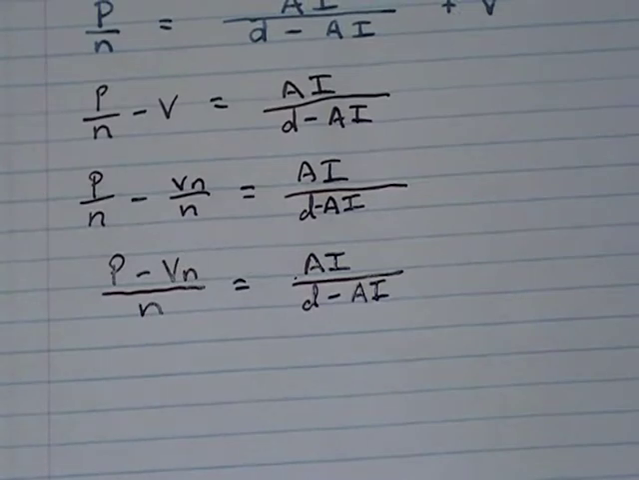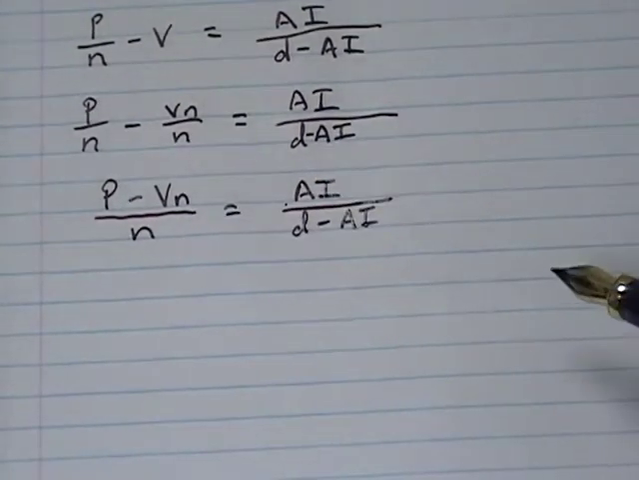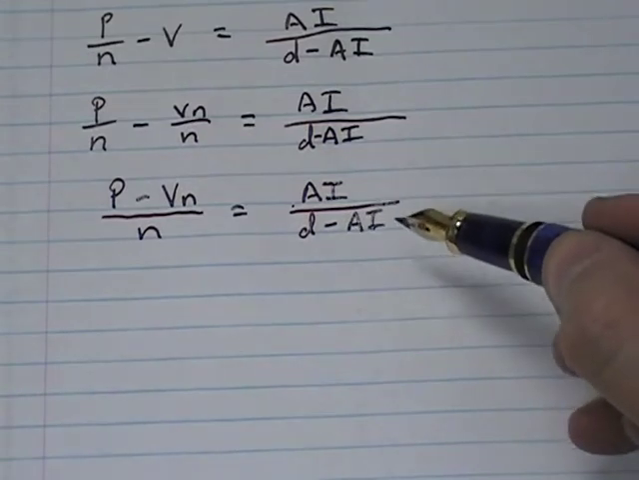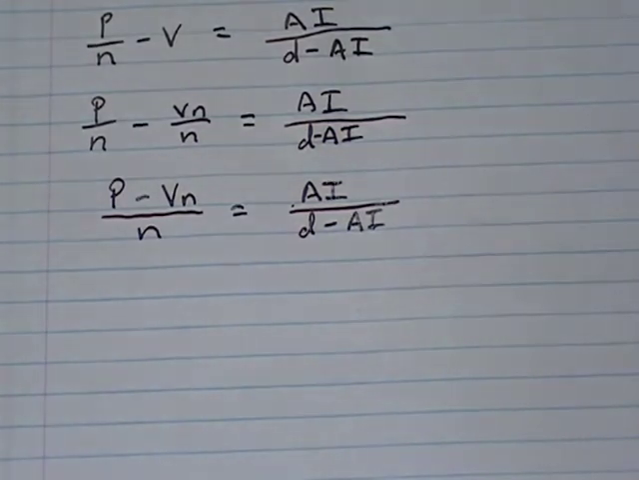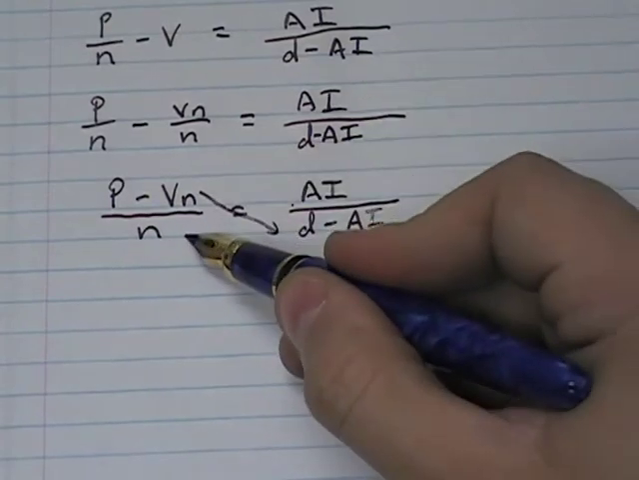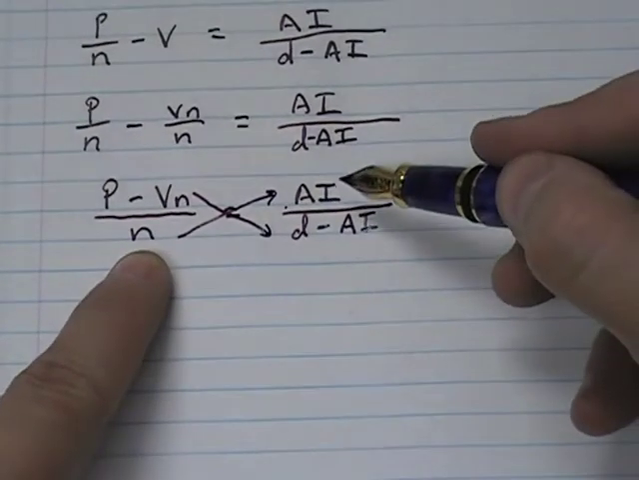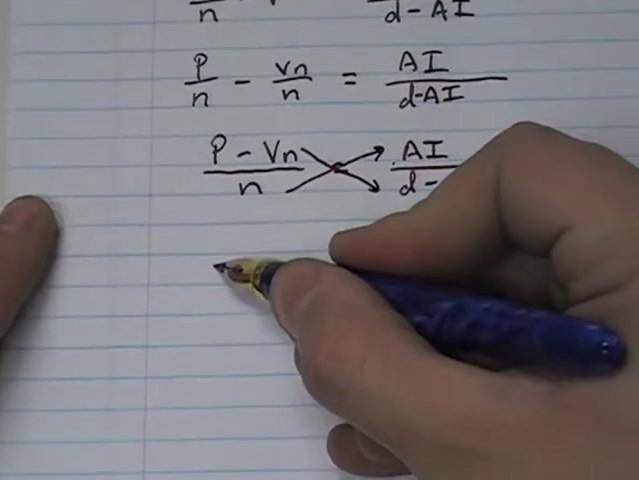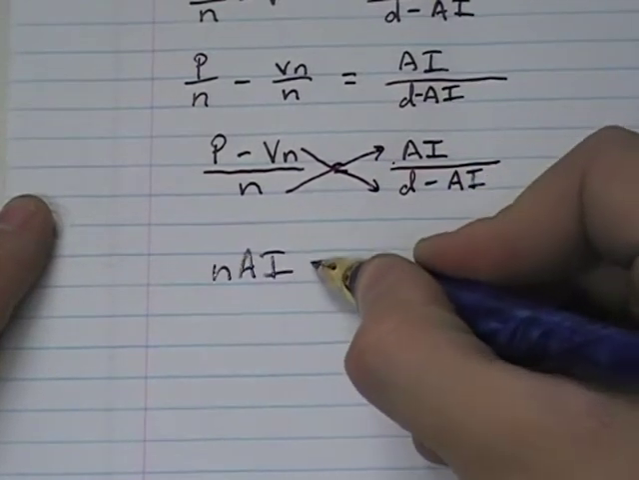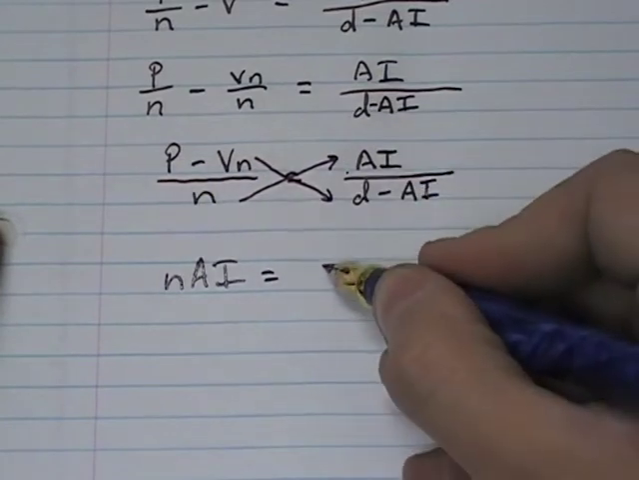Now, at this point, what you want to do, personal opinion, this is what I would do. You've got a fraction equal to another fraction, and you want to get this I out of the denominator. Matter of fact, I want to get rid of the fractions, period, if I can. Well, the simplest way to do that is to cross multiply. So I'm going to multiply this numerator times that denominator, and I'm going to multiply this numerator and that denominator. And what are we going to get? Well, let's start with the easy one. N times AI is going to give me NAI. And over here, P minus Vn times D minus AI is going to look like this.